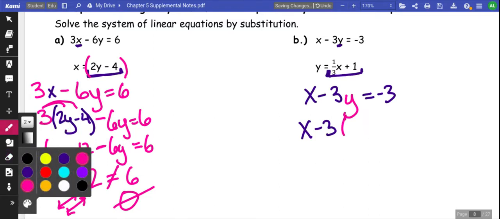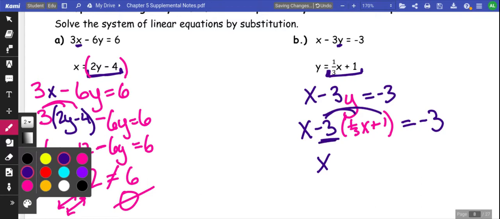Okay. So my y is 1/3 x plus 1. I replace that other value, is equal to negative 3. All right, so I'm going to distribute here. It's a negative 3, so I know I have to distribute a negative 3. Okay, don't forget about your sign as you're distributing. Okay, so I get x minus, because I have negative 3 times 1/3 x. Okay, negative 3 times 1/3 x. Let's turn this into a little fraction problem here.